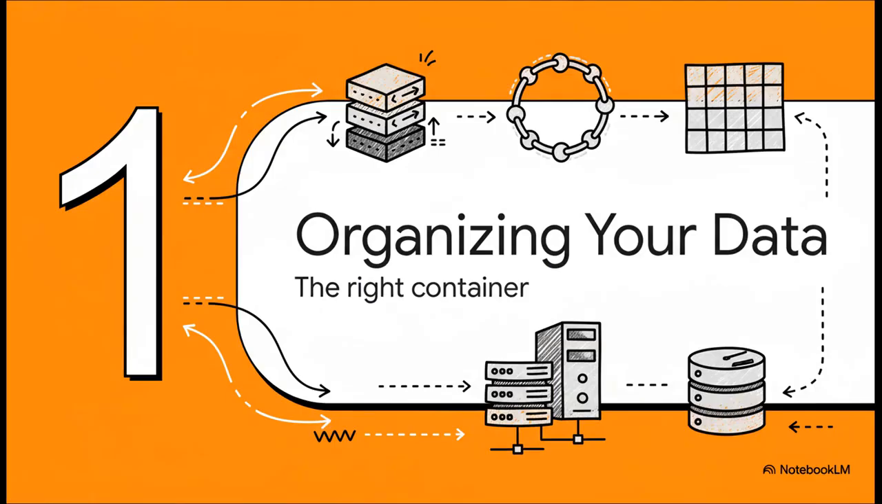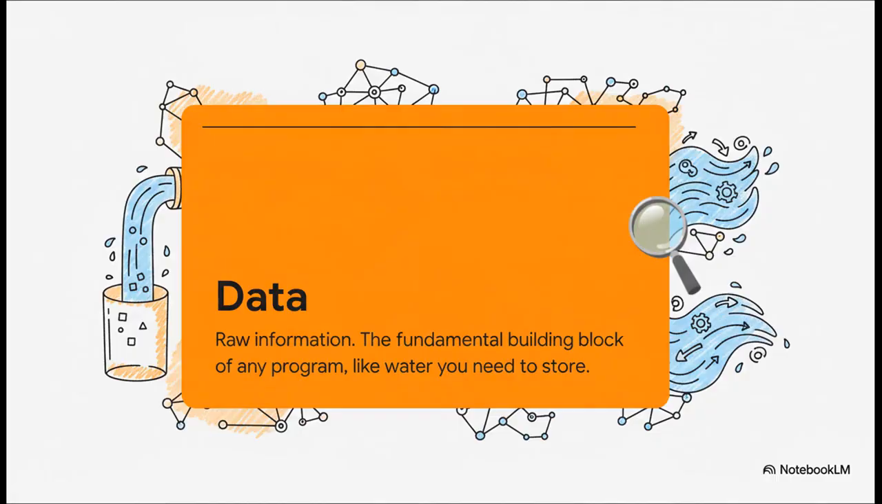Okay, first things first. Before you can cook, you need ingredients, right? It all starts with our raw material, the data itself, and how we decide to store it. So what even is data? Well, you can just think of it as raw information. It's the most basic building block of any program you'll ever write.